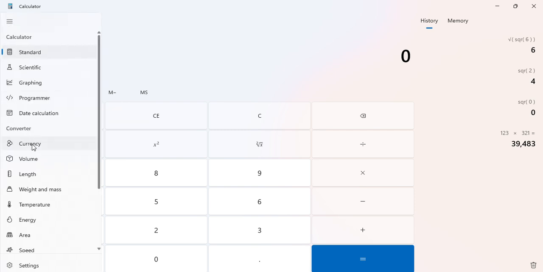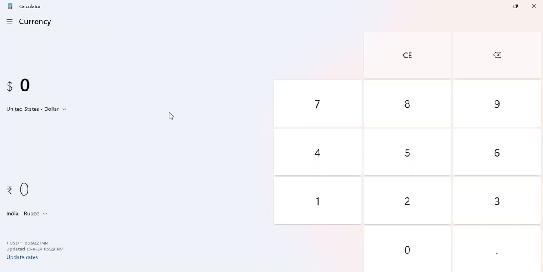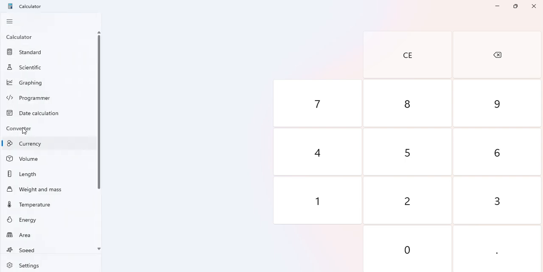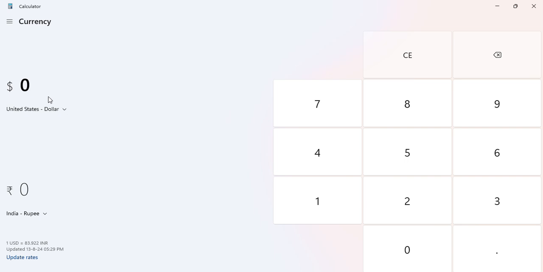Under the converter section you can find the currency converter. This is a very important thing. You can choose one particular popular currency and you can choose another currency. That means if you want to find out the difference of currency between the United States and India, or the value of one country's currency against another country's currency, in that situation you can use the currency converter in the calculator option.